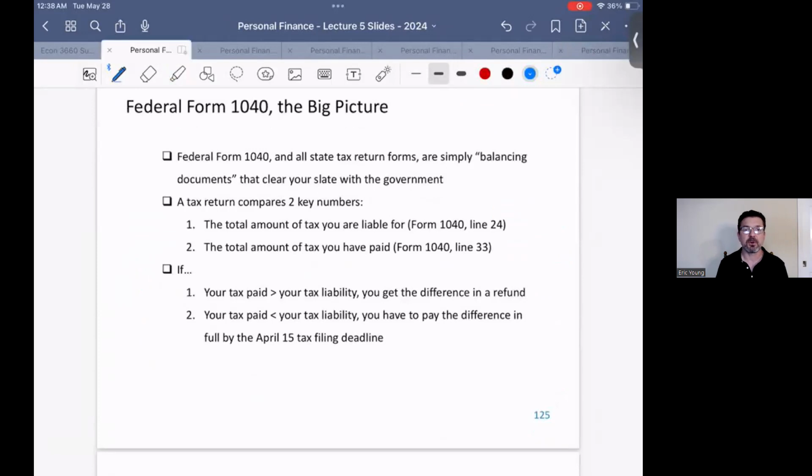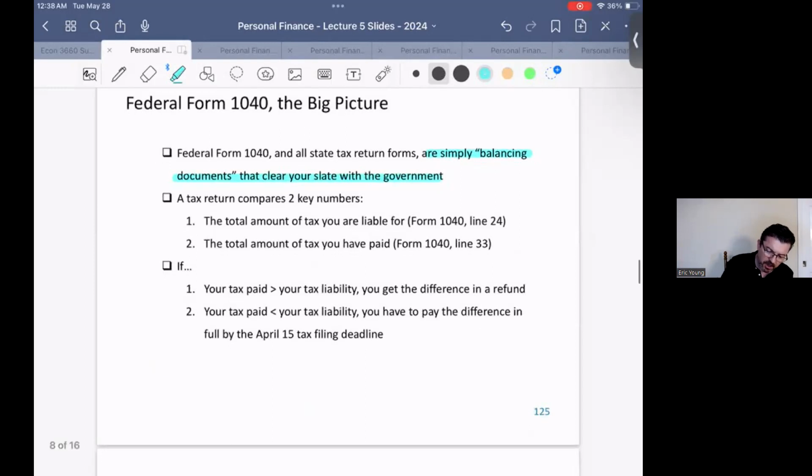Because at the big level, if you really think about it, a lot of people get really confused about tax returns. It's really not that difficult. At the big picture level, I want you to think about your income tax return as simply being a balancing document. Basically, the government uses your tax return so that every year you can clear the slate. They want to get you to a zero balance. That's the goal of a tax return, to get you to a zero balance with the government.